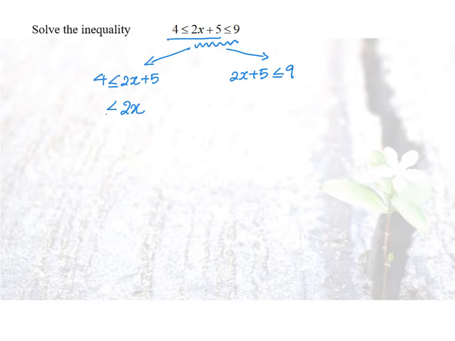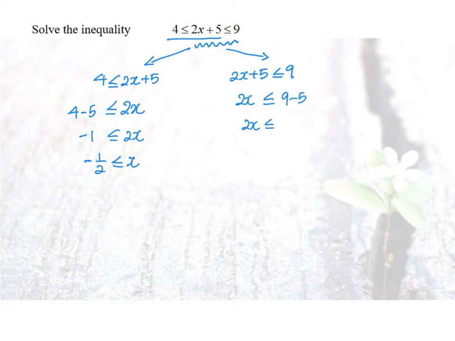So we try to solve them separately. I'll try to keep my x positive, and in this case I'll get negative half less than or equal to x. Then on the other side, 2x plus 5 is less than or equal to 9. I shall try to solve it. I'll still keep my x positive. So in this case, I'll have 2x less than or equal to 4, and x less than or equal to 2.